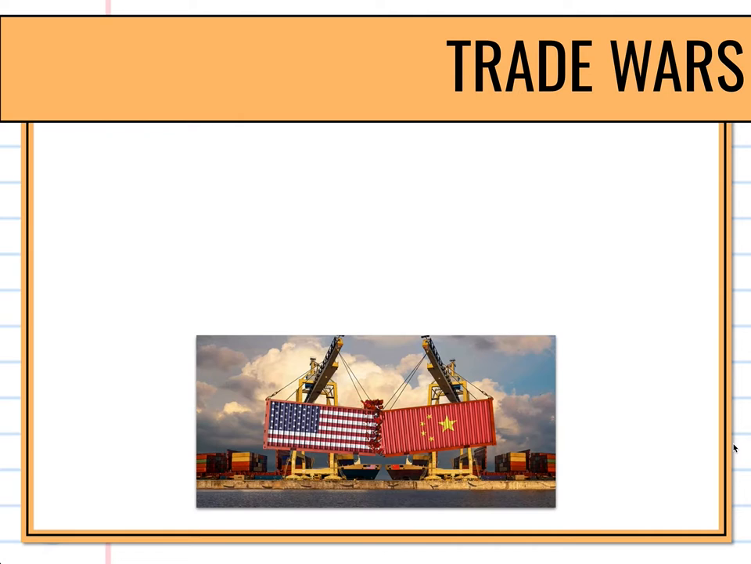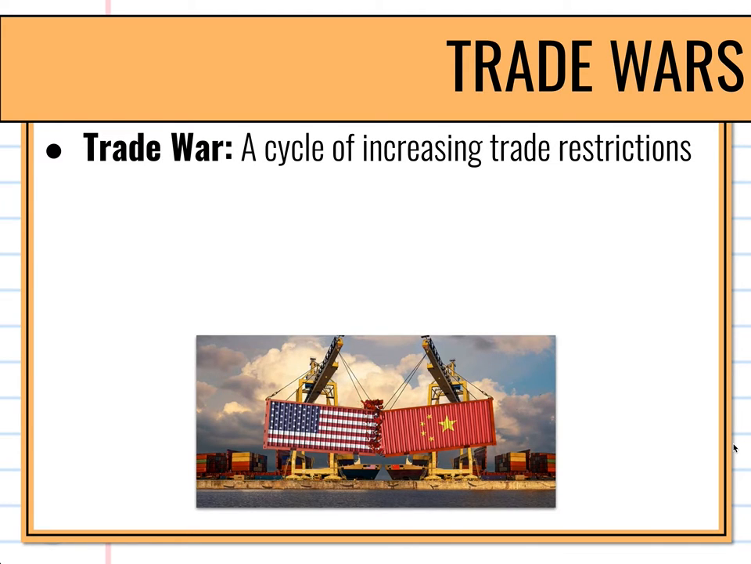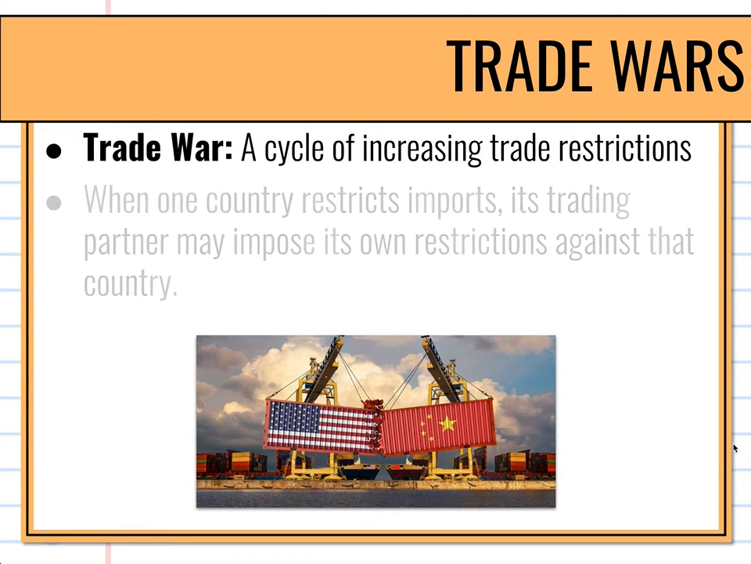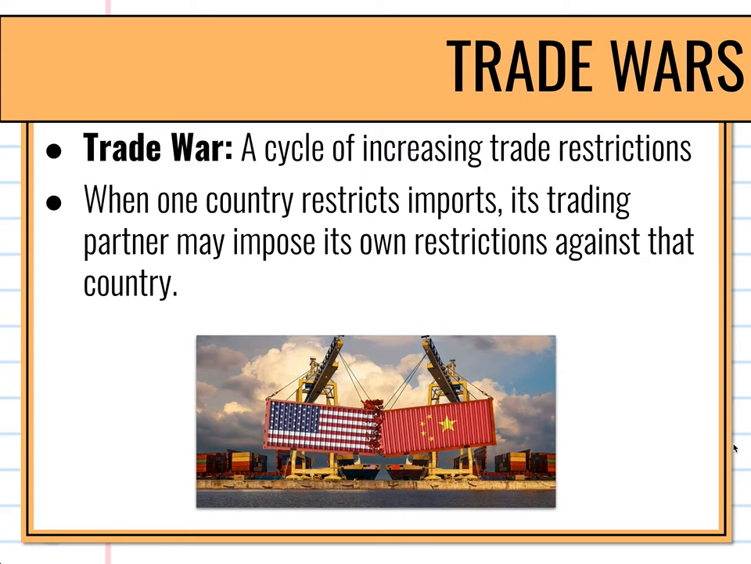Now, a trade war is not a military war with trading. It's a cycle of increasing trade restrictions. For example, one country might restrict imports. Then its trading partner might impose its own restrictions against that country. And usually it goes around and around, and they keep increasing until they come to a conclusion. The United States recently has been involved in a trade war with China.